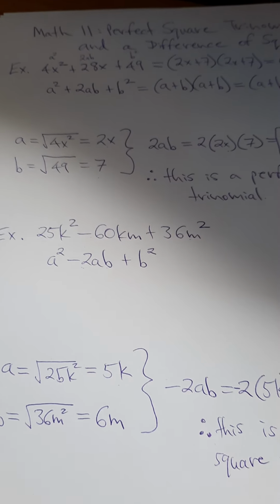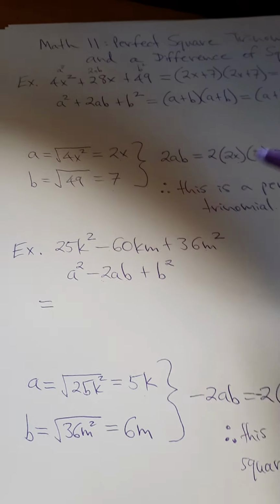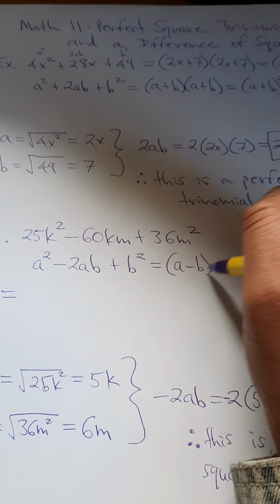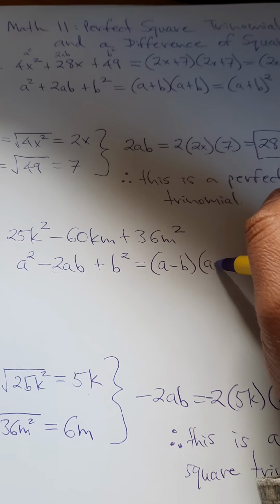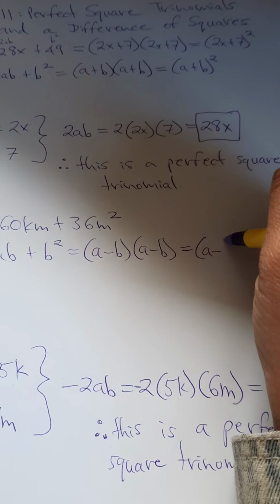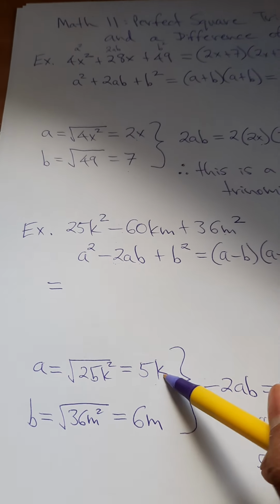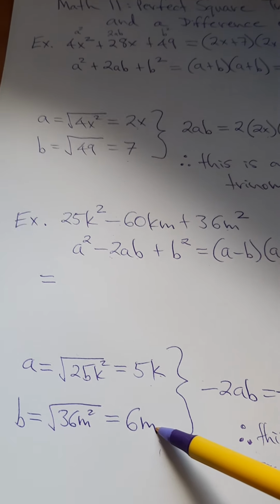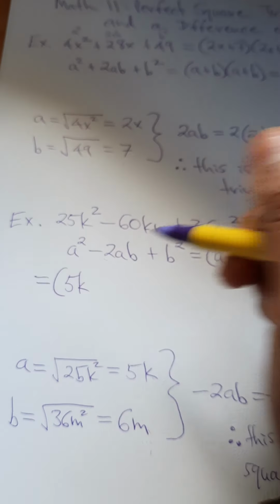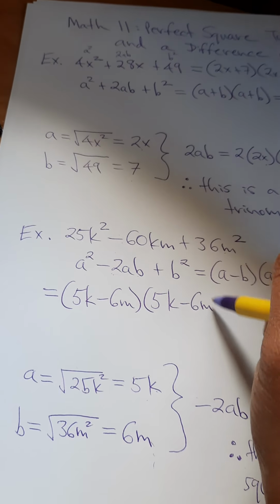So now we're just going to factor it out here. I'm just going to write it on the bottom. And so let's write the factors here as well. The only difference here in the general formula is that instead of positive, it's going to be negative. So it's going to be a minus b and a minus b, or I can write it as a minus b whole squared. So I notice I have my a value as 5k and my b value is 6m. So when I factor this, I know it's a perfect square trinomial, so we're going to do 5k minus 6m and 5k minus 6m.